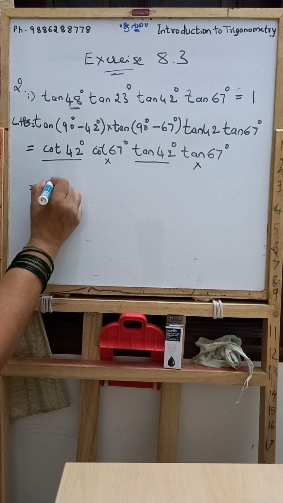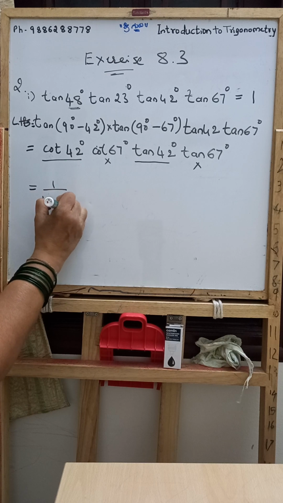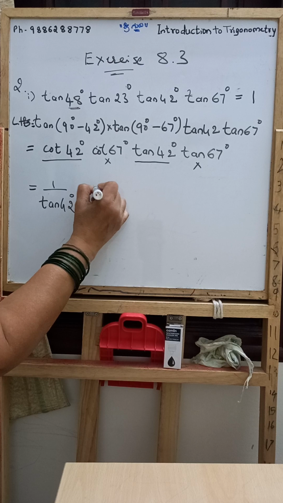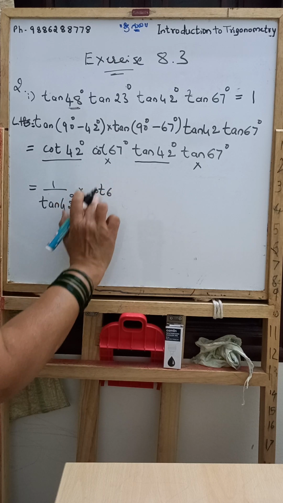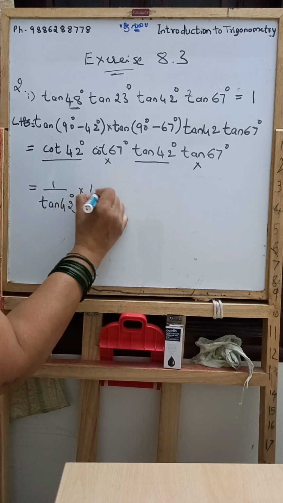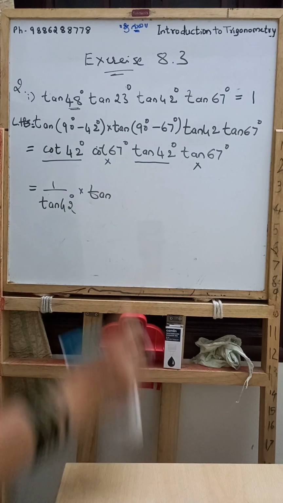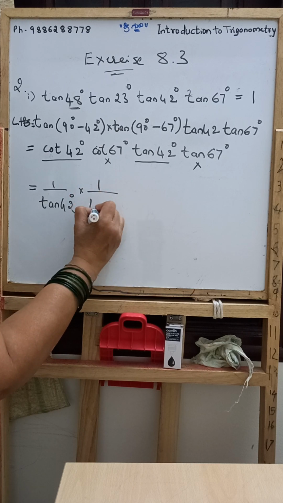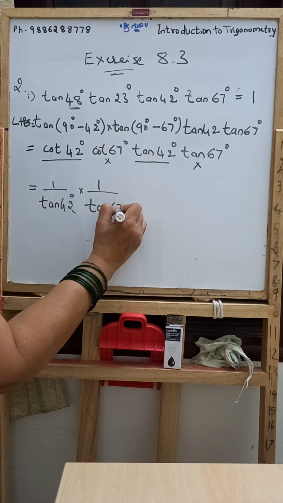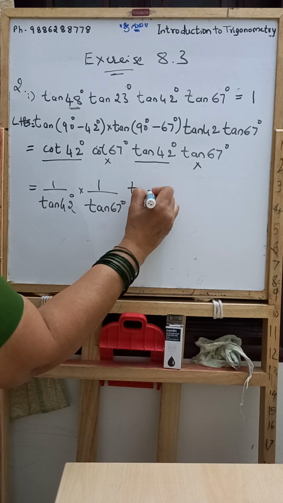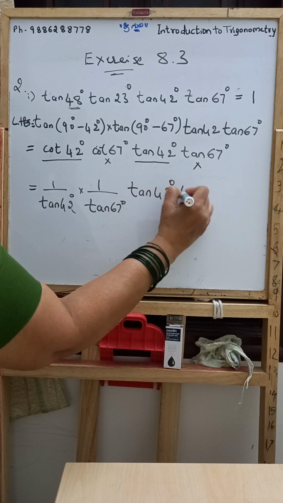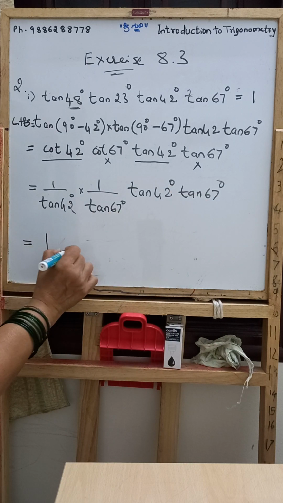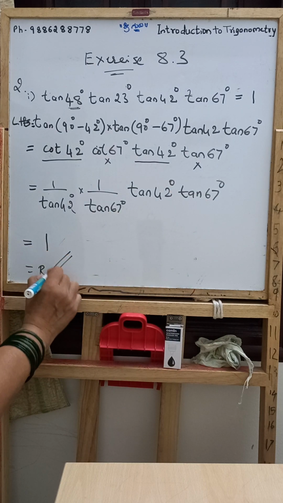Why? Because cot of 42 degrees is 1 divided by tan of 42 degrees, and cot of 67 degrees is 1 upon tan of 67 degrees, and we have tan of 42 degrees into tan of 67 degrees. So these get cancelled, we will get our answer 1. This is RHS.